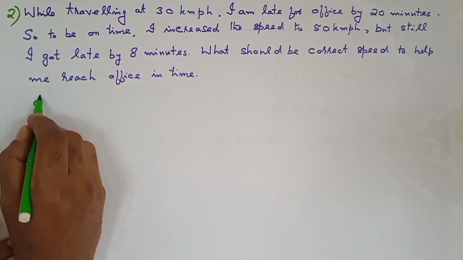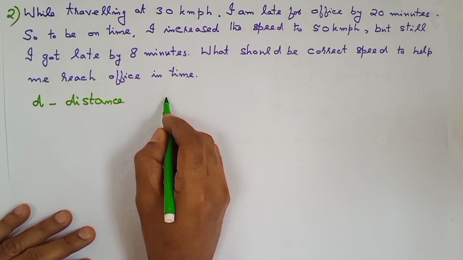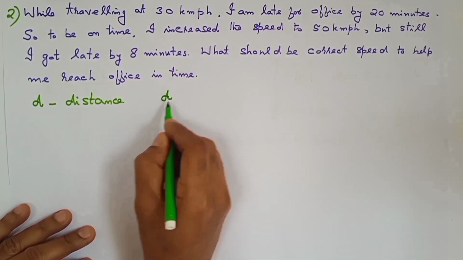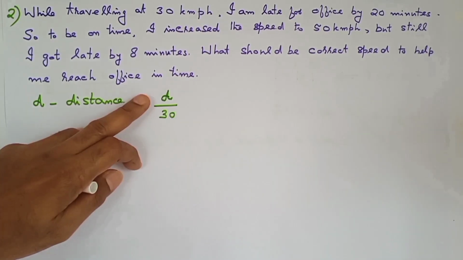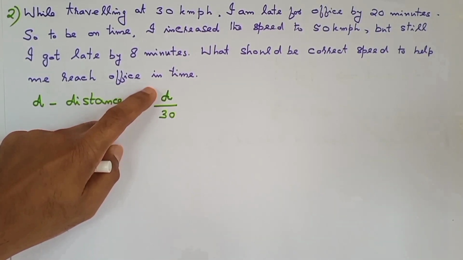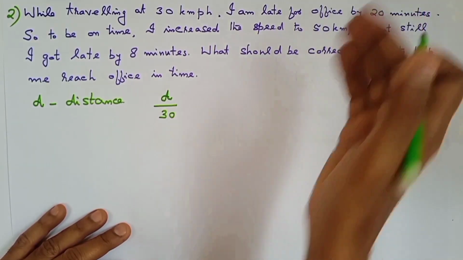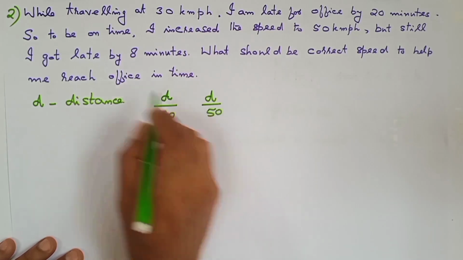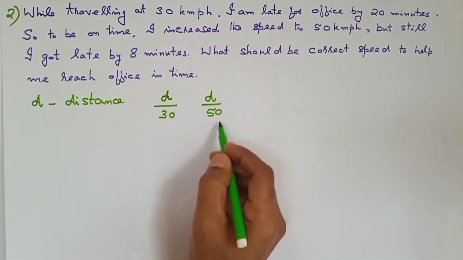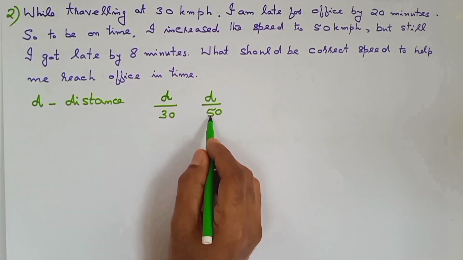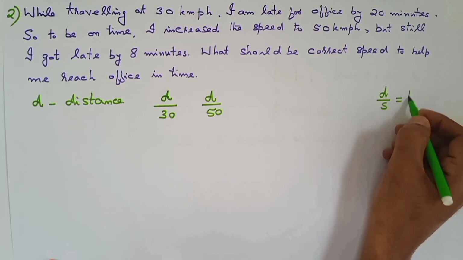Let it be D. First, it travels at what speed? 30 km per hour. So to cover this distance, this will be the time he takes. As you have seen, D by S is time. He is getting late how many minutes? 20 minutes at this speed. He increased the speed to 50 from 30 km. Second time he will be taking so much time. This is distance, this is speed. So distance by speed, as you know, is time.